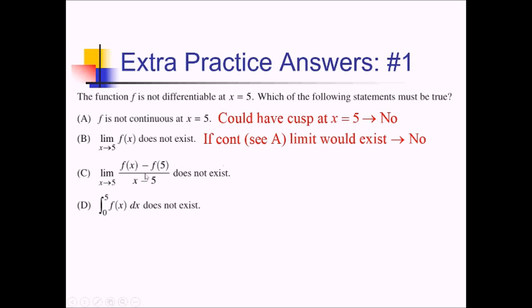Okay, this next one now, this is basically the Leibniz form. This is saying that f prime of 5 does not exist. If a function is not differentiable, then you can't take the derivative at that spot. So this is a true statement. So probably going to be the answer, but let's look at choice D.